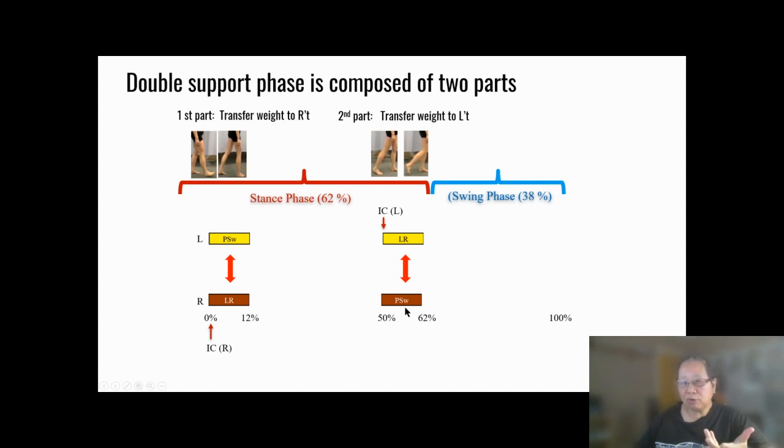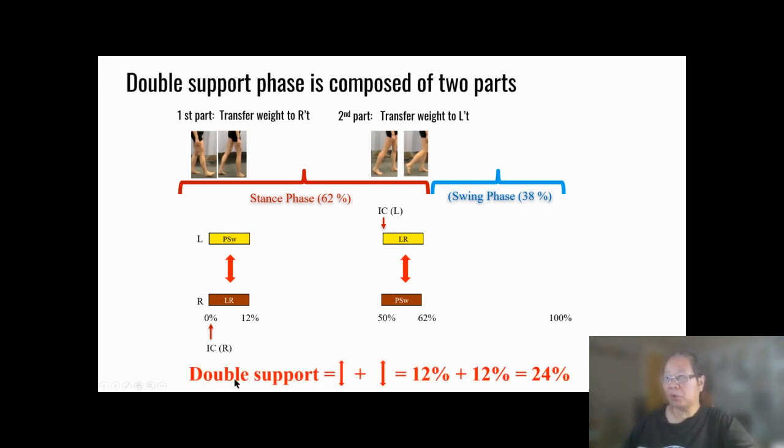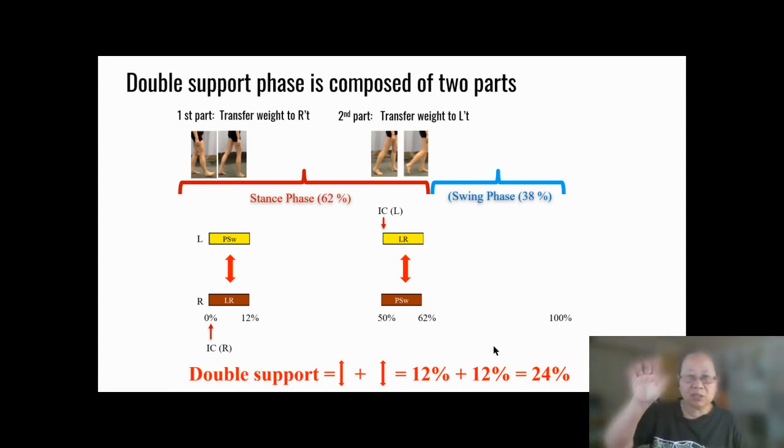Because it's during weight transfer, of course you need to have two legs touching the ground, then weight can transfer. So these two parts added together, double support, is left to right and right to left weight transfer. So the two parts of the arrow, 12 plus 12% equals 24%. So basically, in the stance phase, it's double support, single support, and double support.